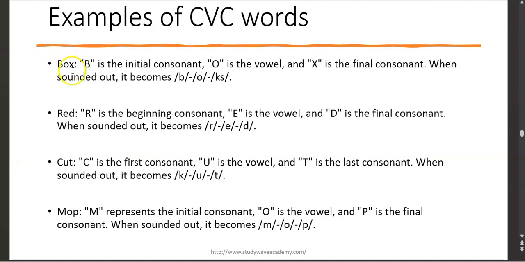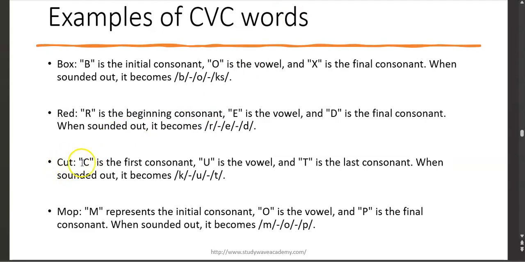Let's look at another one. Box. B is a consonant. O is a vowel. X is a consonant. Therefore, it's a CVC word. Red. R is a consonant. E is a vowel. D is a consonant. Therefore, it's a CVC word. C is a consonant. U is a vowel.